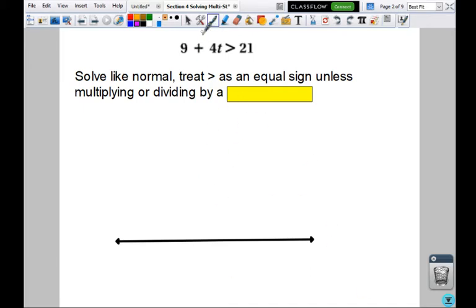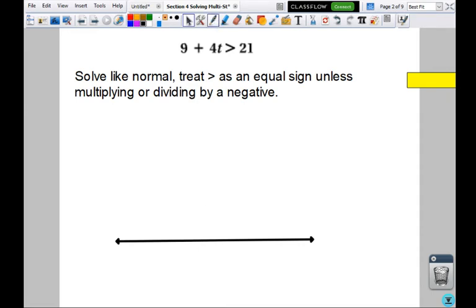Okay. So we are still solving inequalities, but they're getting a little more complicated now. And I might actually change some of these around so they're not quite so complicated, but we'll see. So we are going to be solving 9 plus 4t is greater than 21. And we're going to have to think back to last chapter, because we're going to solve it just like a normal equation, except we need to remember that whenever we multiply or divide by a negative, we got to flip it. So we're going to solve like normal. We're going to treat our greater than like an equal sign unless we multiply or divide by a negative.